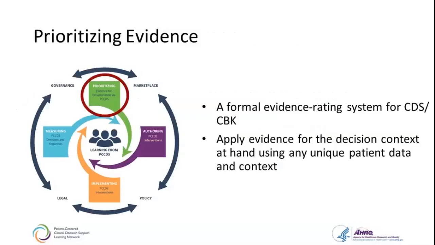So, in applying the recommendations back to the AFA, which looks at how to prioritize evidence, author, implement, and measure the effects of evidence within clinical decision support, we had some general thoughts around the ways in which these could be carried out. So, a formal evidence rating system for decision support and/or computable biomedical knowledge to help end users identify ways to prioritize what's the guideline or practice guideline or systematic review to be put into practice and apply evidence within the context at hand with whatever unique patient data may be available.